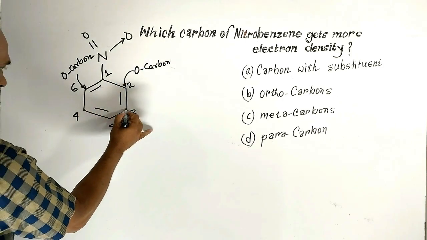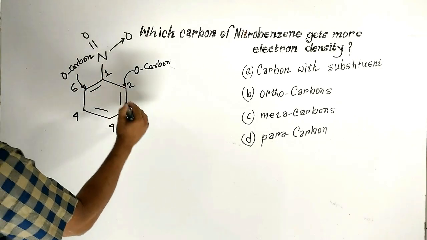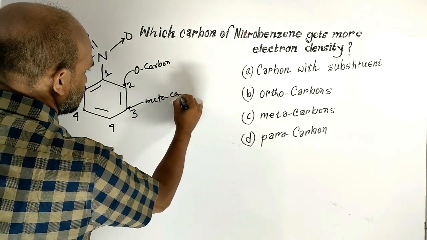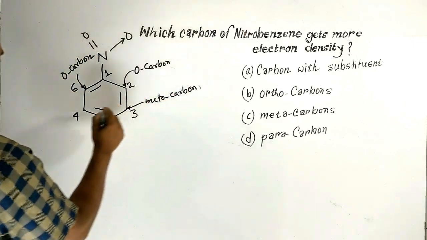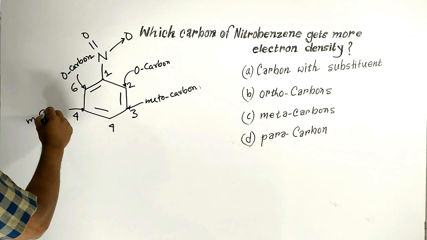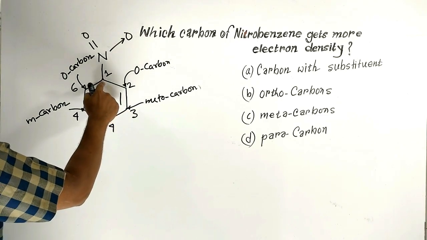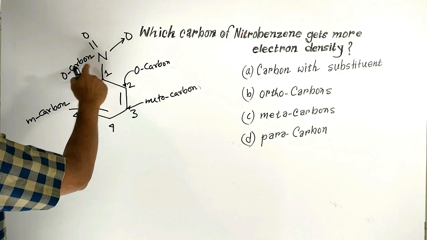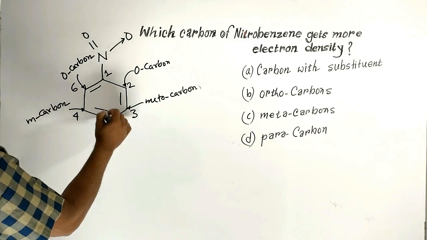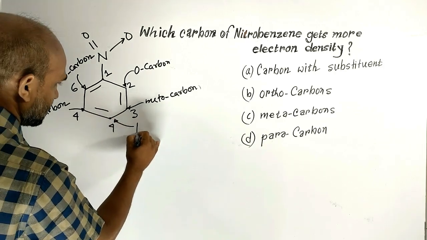Then carbon atoms farther from the carbon with substituent are called meta carbons. This is a meta carbon, and this one is a meta carbon. Carbon atoms farther from the carbon with substituent are called meta carbons, and the carbon atom farthest from the carbon with substituent is known as para carbon.